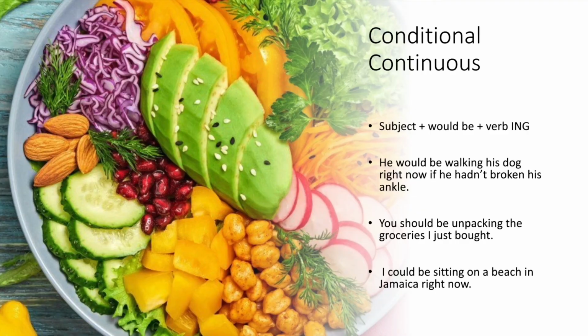Let's take a look at conditional continuous. When we use the conditional continuous, we put the focus on the duration of the hypothetical action, to talk about a longer action. We want people to focus on how long an action would take. The structure is subject plus would plus be plus verb plus ing. It expresses an unfinished or continuing hypothetical action. This is an action which is the probable result of an unreal condition.